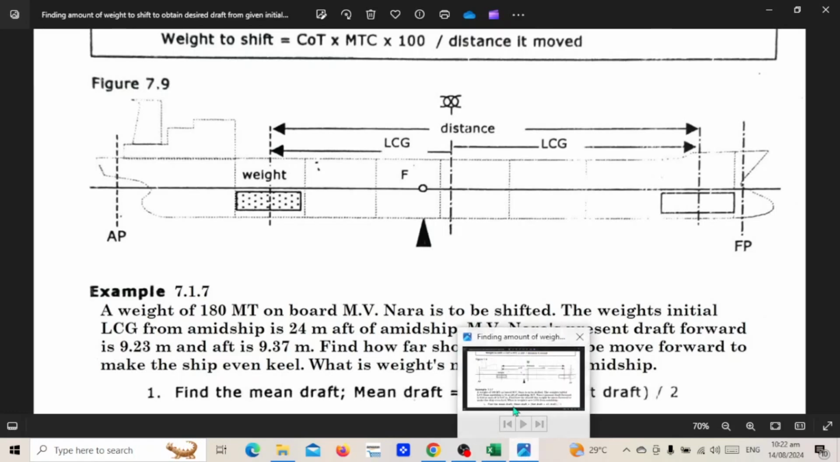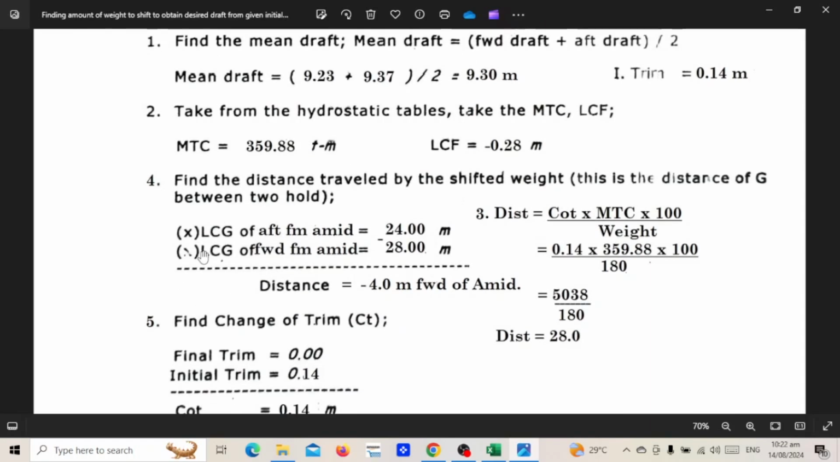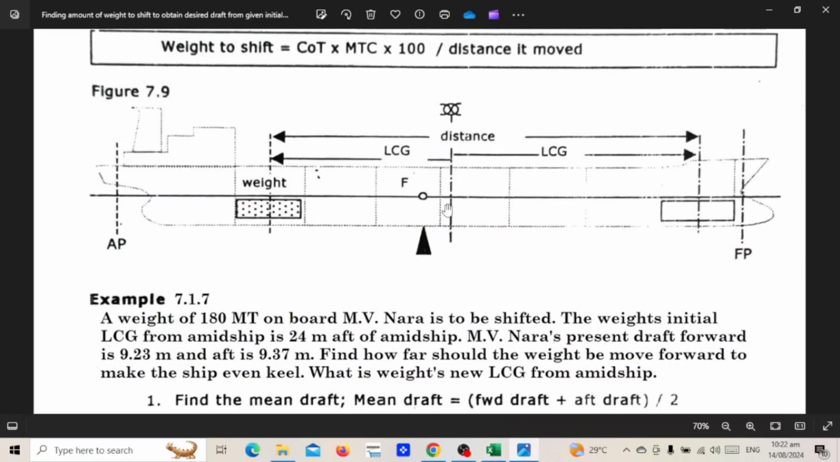And this is what happens when you move the weight from the aft part of the vessel, you move it forward 28 meters, then you are 4 meters more forward of your amidship. It is negative because you are forward of the amidship, which is this one. I'm sorry. So you are 4 meters ahead or forward of your amidship. So this is negative 4. Okay? So I hope that's clear.